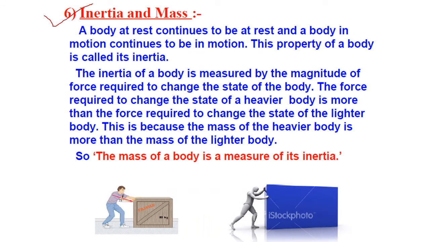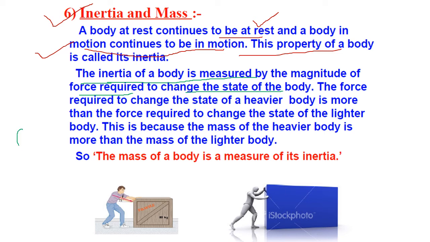Inertia and mass. What is the relation between inertia and mass? A body at rest continues to be at rest. This is the first law of motion I told you. And a body in motion continues to be in motion. This property of a body is called inertia, which we just discussed. So how much inertia does a body have? How will we calculate it? The inertia of a body is measured by the magnitude of the force required to change its state or direction.